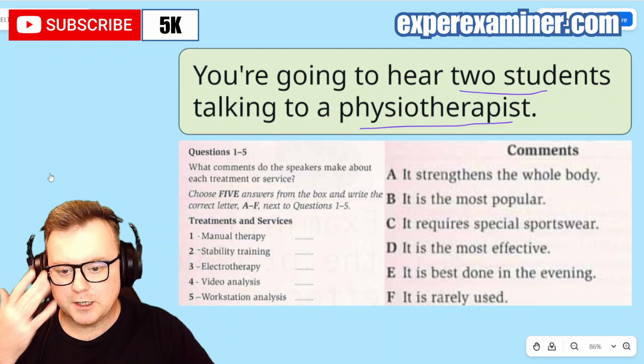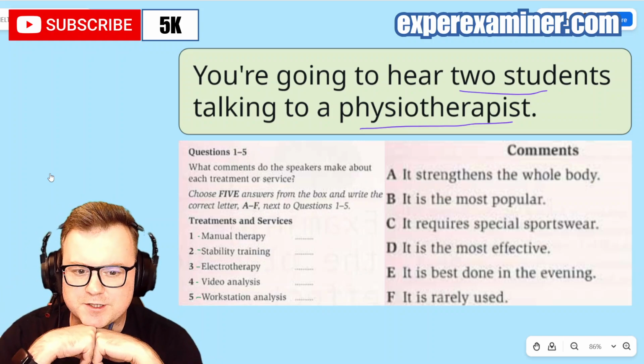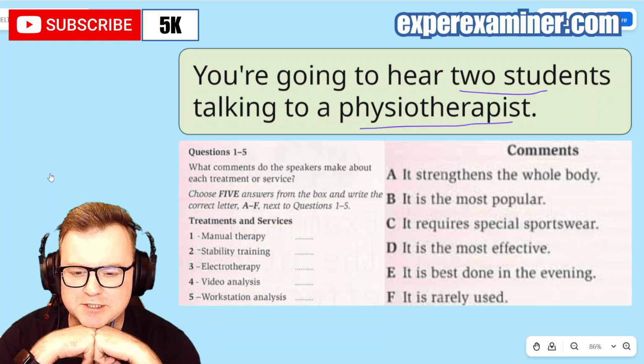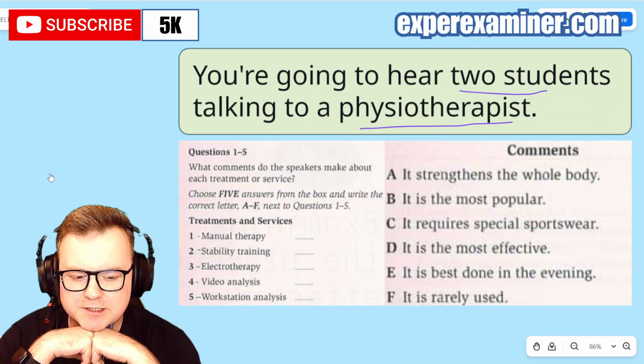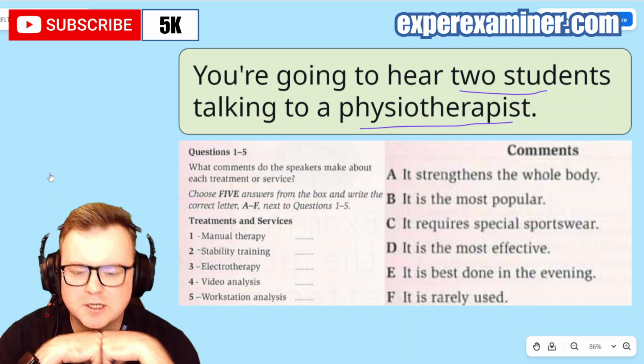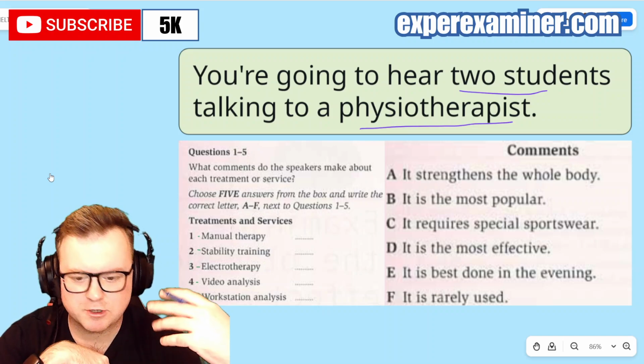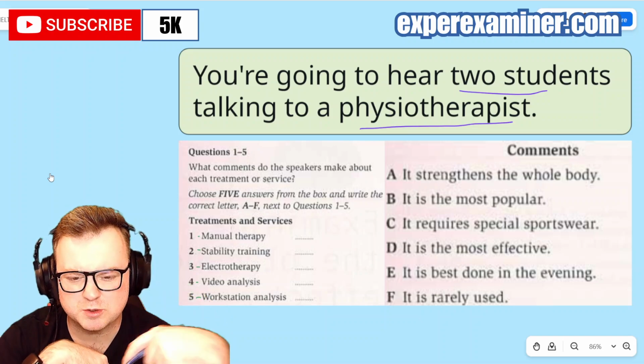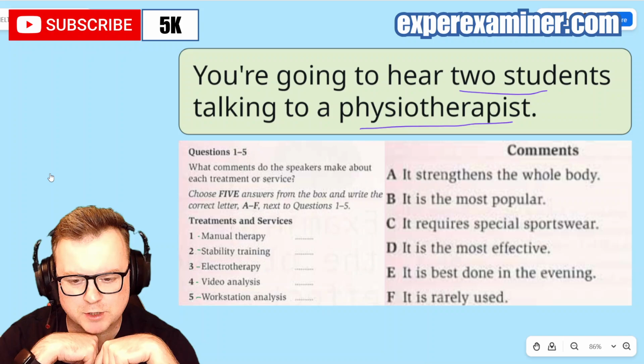All right, so a range of accents there. You had the physiotherapist who has an Australian accent, the male student who has an English accent, and the female student who has what I think is a French accent. So a variety of accents, but again, this is a published text, right? It's not authentic, so it's not too difficult. Speed of speech should be okay.